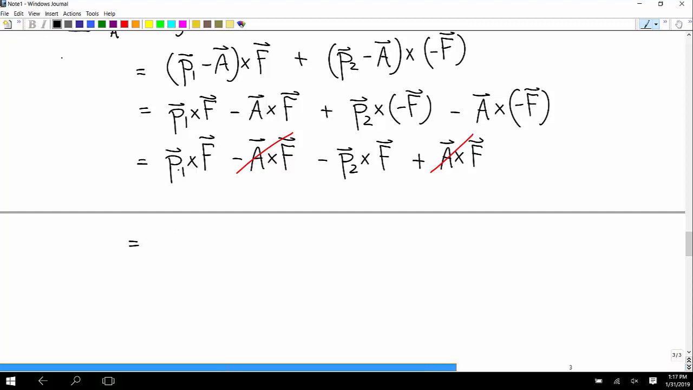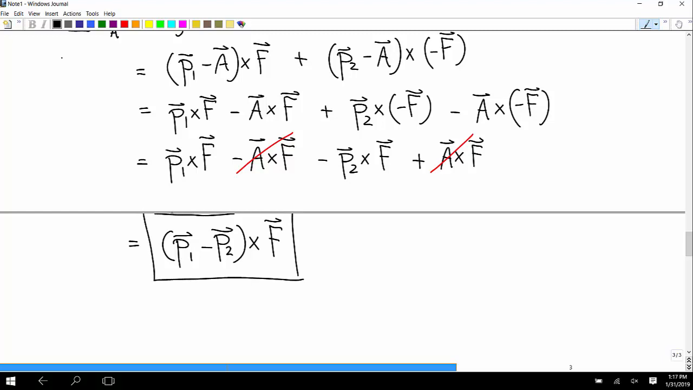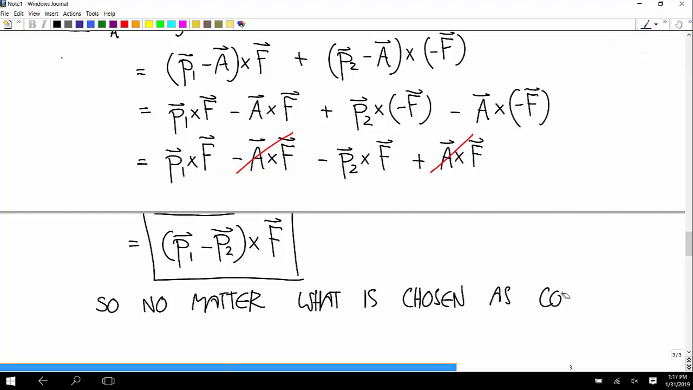And now we can regroup these to simplify, and you get the quantity P1 minus P2 crossed with F. So no matter what you choose as your about point, the moment produced by that couple is the same.